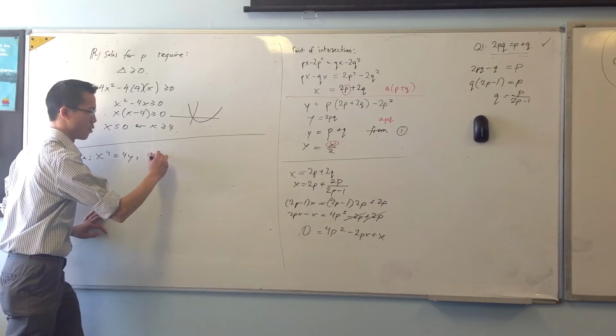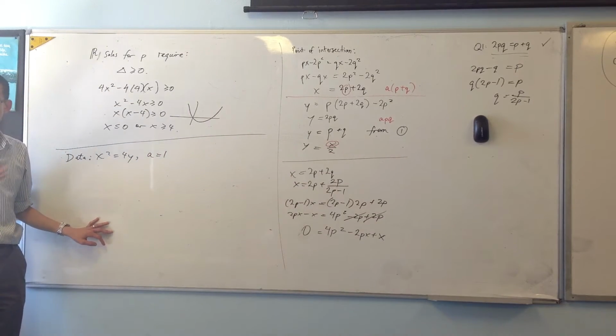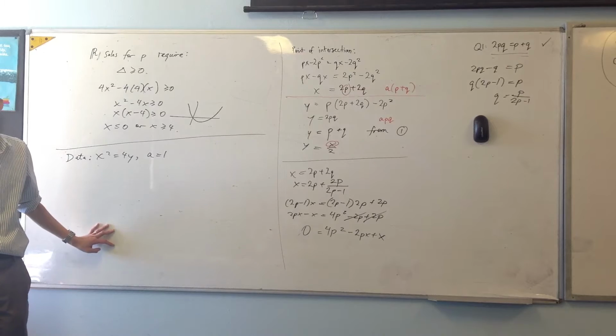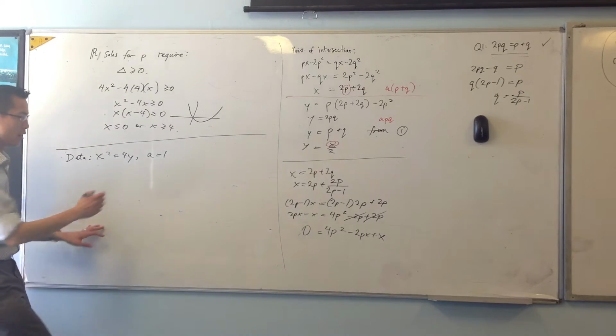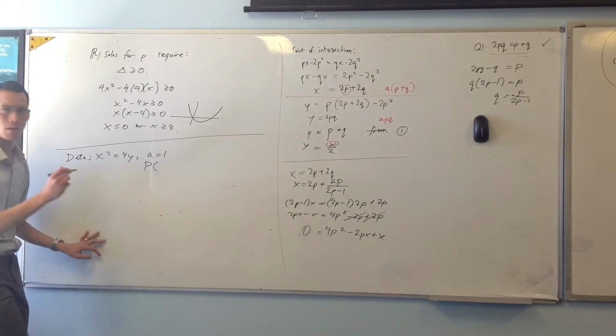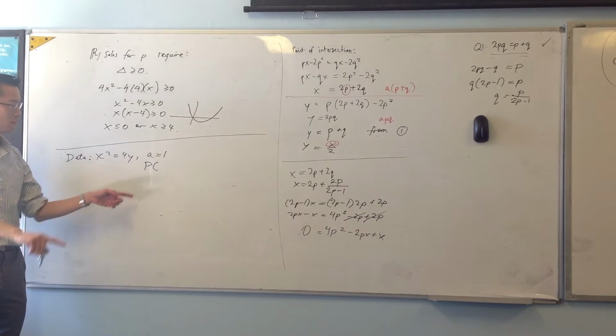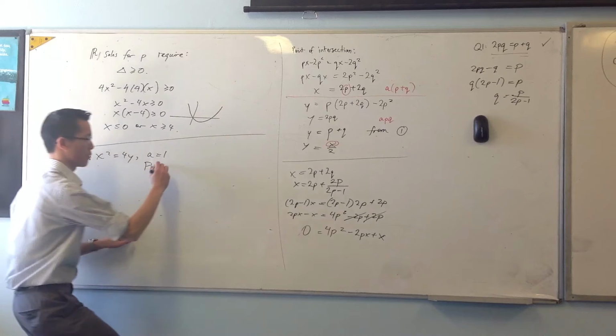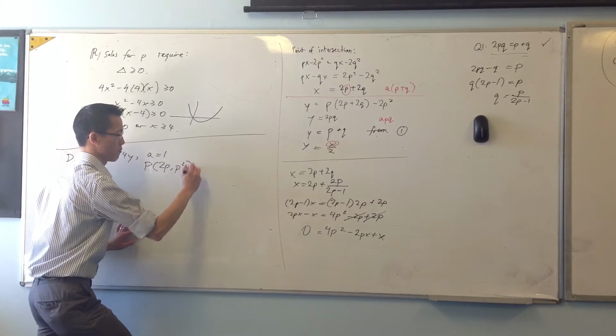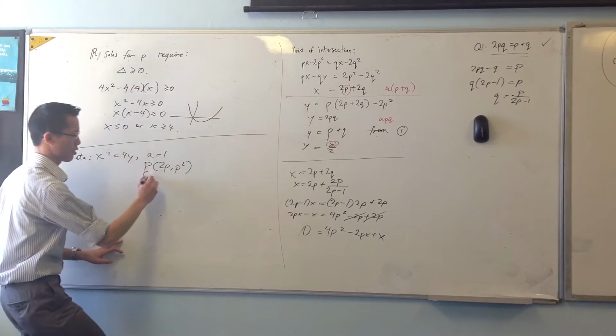A equals 1, okay? So now from that I can write out what my coordinates for P and Q are, right? P is at 2ap, ap squared. Being that that's the value of a, I've got this. Yep, good. Same for Q.